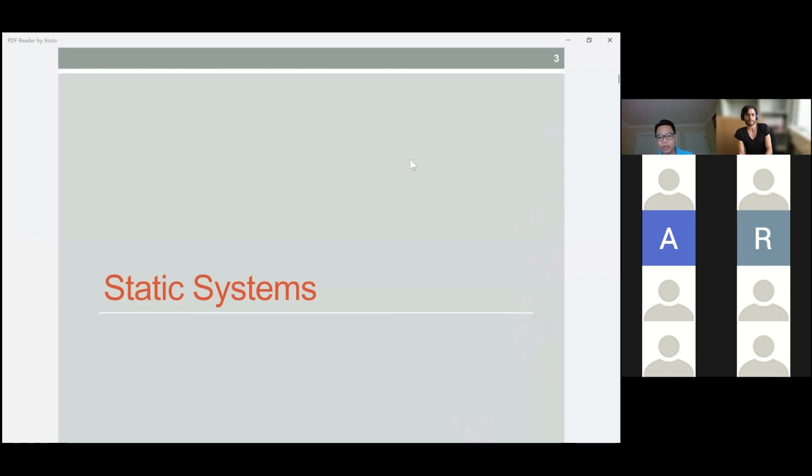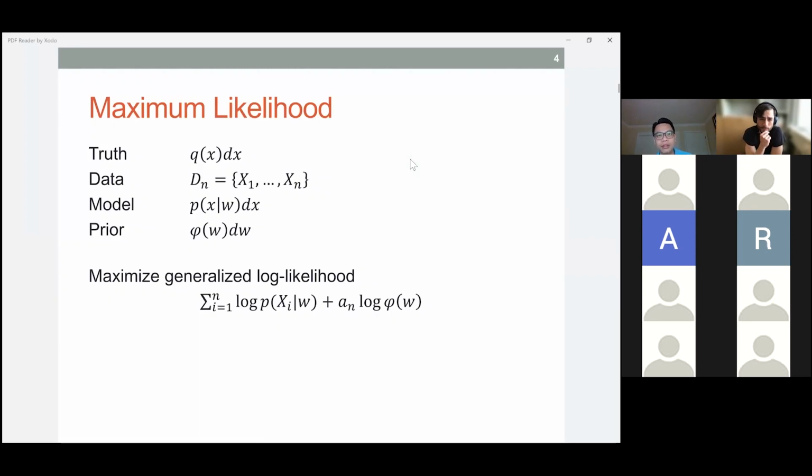But before we talk about time series and recurrent networks, I want to first go back to something more safe, static systems, non-time series. And then from there, we want to draw some insights about how we should think about these recurrent networks. So let's start with something that everyone's familiar with, maximum likelihood. I hope people know what that is. It's a machine learning seminar.